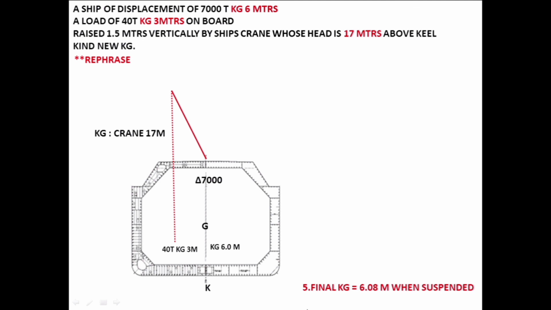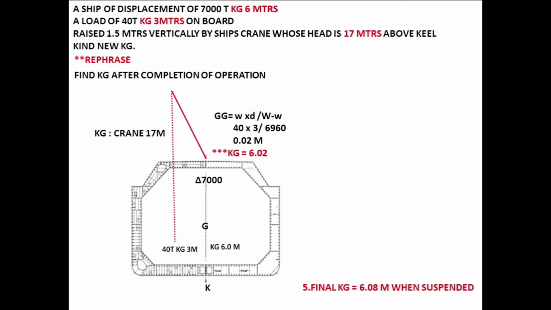Now let me just rephrase this question, because in the book it is only up to this place. Let's rephrase this and ask what is the KG after completion of the operation. That means completion of the operation means that you have discharged this weight, right? So now the shift of G would be calculated with whatever is the weight into the distance, the distance of its center of gravity. Because now when we are talking about completion, we are not talking about the weight being lifted here. Now the weight has already gone, landed ashore.